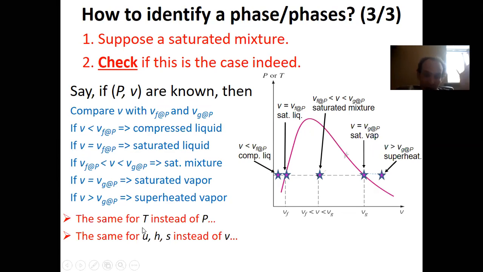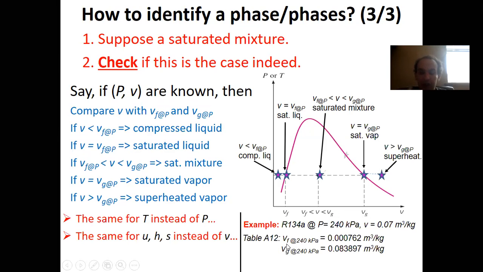And the same for other diagrams. It can be T-v here, it can be u-s over here. And we solved examples, right? Let's say I have freon at given pressure and specific volume. This is my pressure, that's my specific volume. So again, what I do, suppose it's saturated mixture and check. So I will compare my specific volumes that I have here to what? To vf and vg calculated for this given pressure.